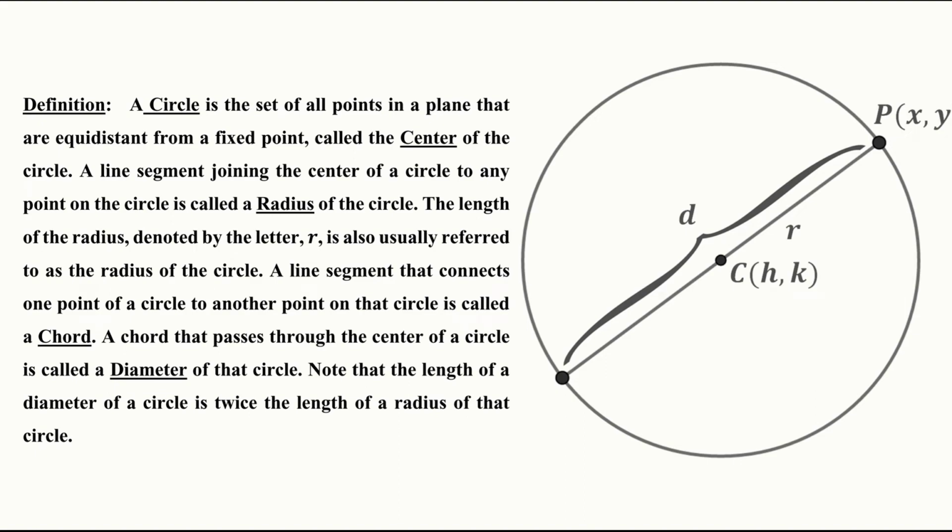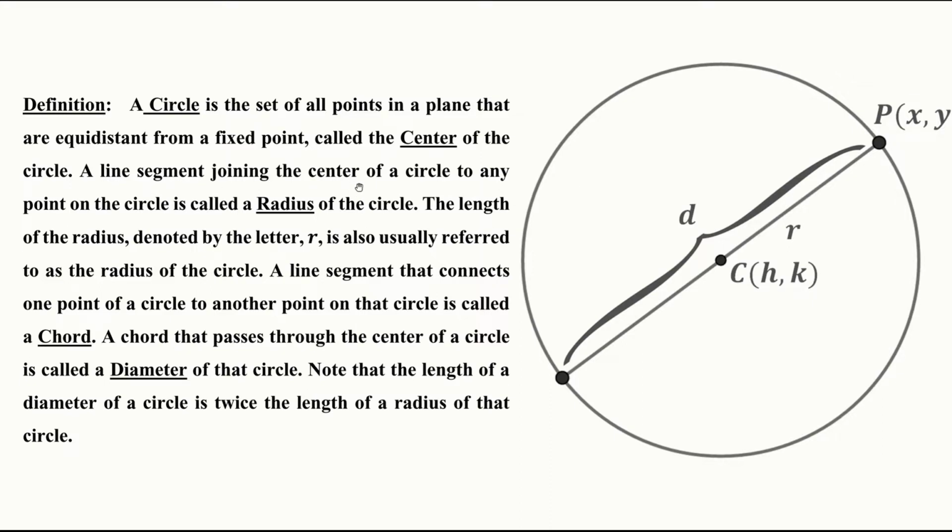A circle is the set of all points in a plane that are equidistant from a fixed point called the center of the circle. Equidistant means they all have the same distance from that fixed point. Here the center is C, and the fixed distance is what we call r, or the radius.